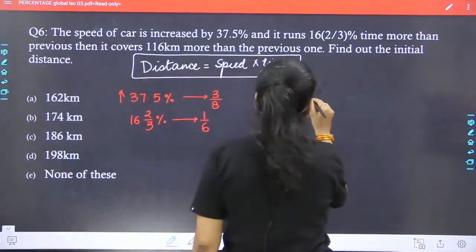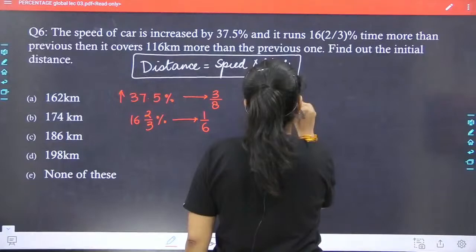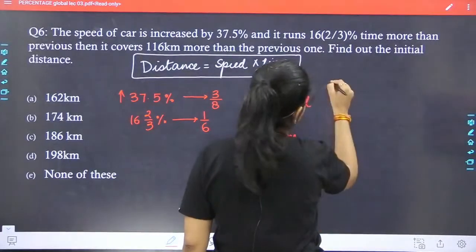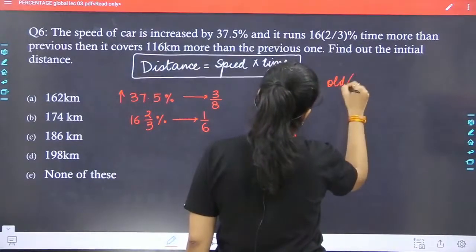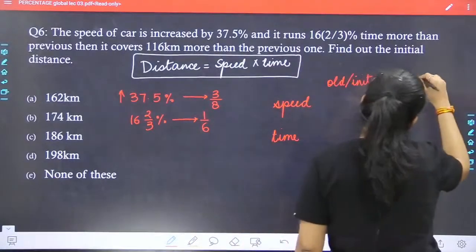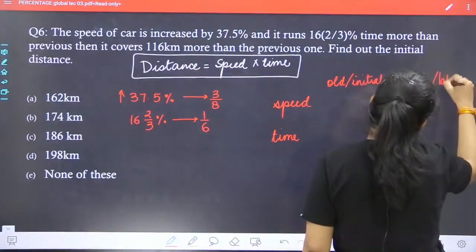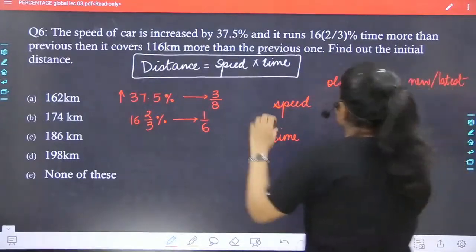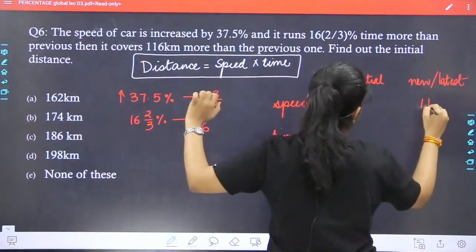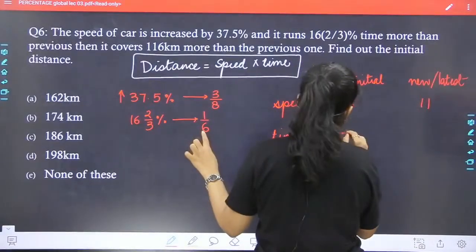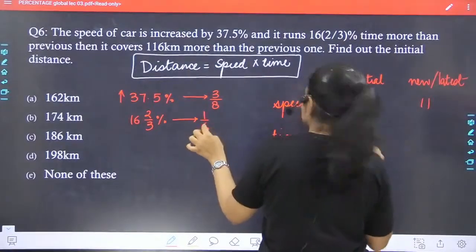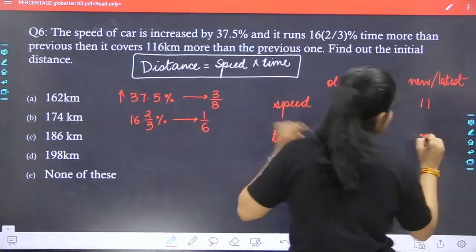Now what we have to do is write down the ratio of speed and time in the old, or previous, or initial, and the new, or latest one, right? If the speed is 8, it will increase by 3 and become 11. If the time taken by the car is 6, it is increased by 1 and becomes 7.